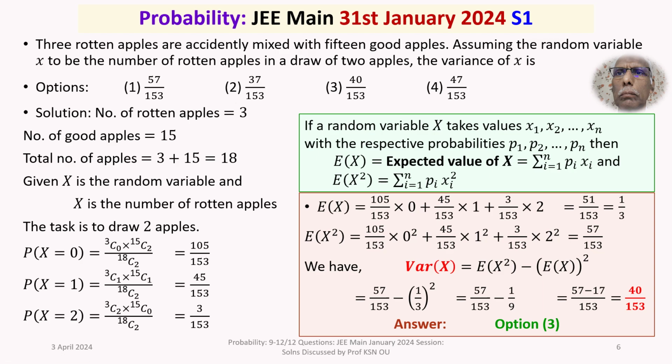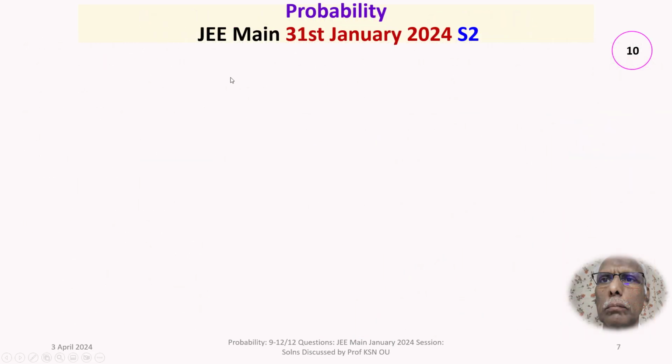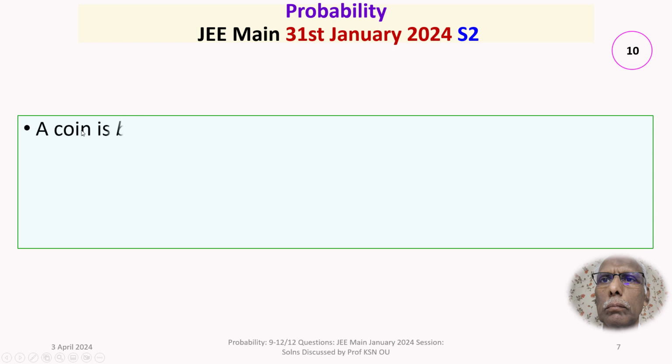And we'll go to the next question. Next question, question number 10. This question has appeared in the JEE Main exam held on 31st January 2024 in the second shift. The given question is, a coin is biased.